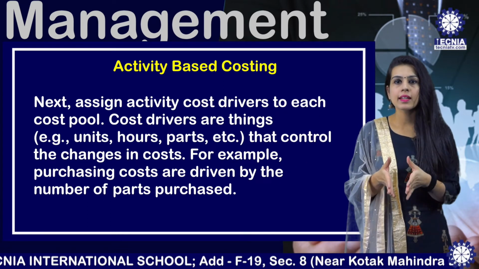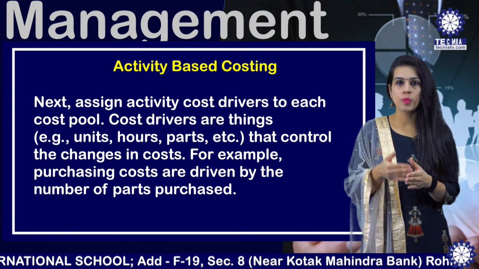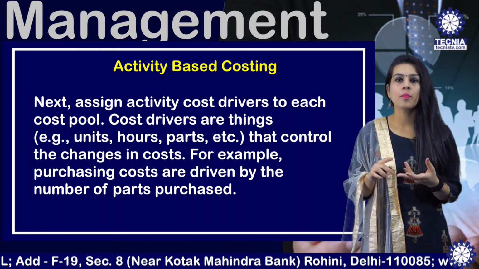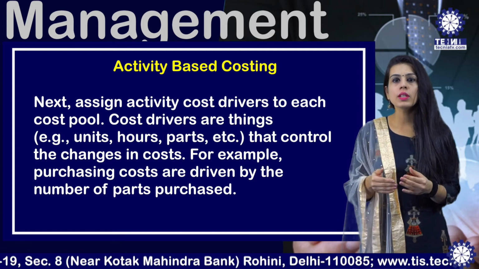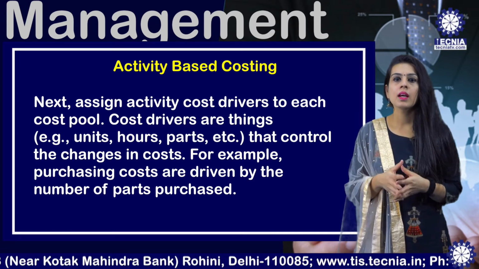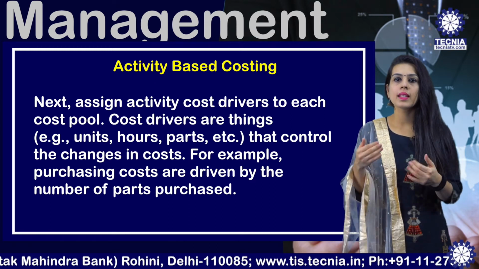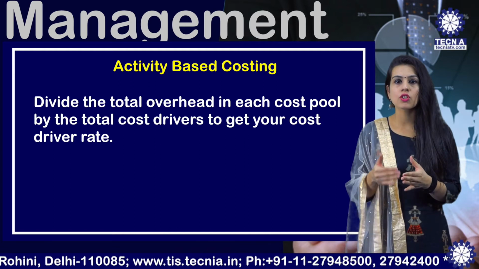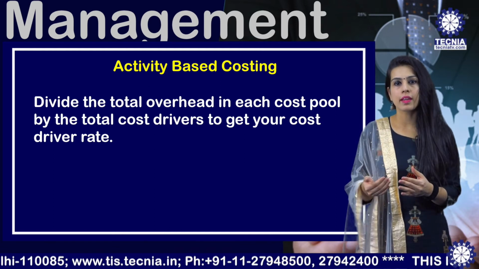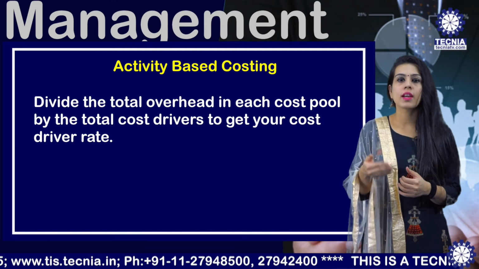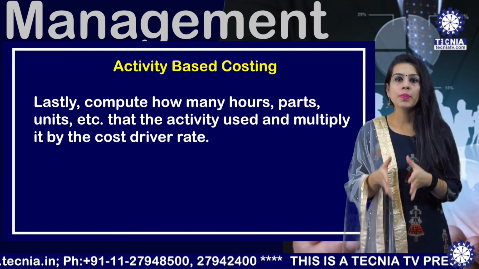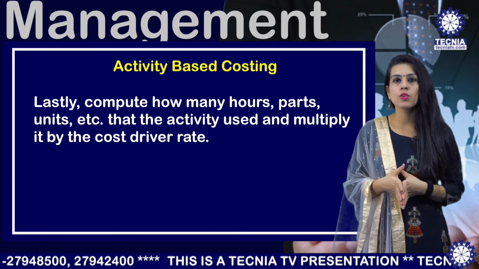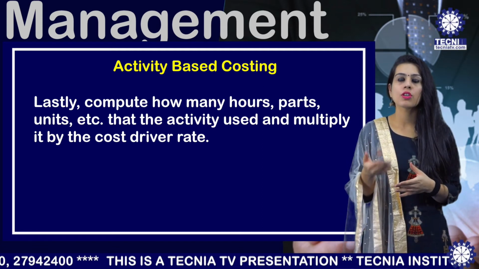Next, assign an activity cost driver to each cost pool. Cost drivers are things, for example units, hours, parts, etc., that control the changes in the cost. For example, purchasing costs are driven by the number of parts purchased. Now divide the total overhead cost in each cost pool by total cost drivers to get your cost driver rate. Lastly, compute how many hours, parts, units, etc. that the activity used and multiply it by the cost driver rate.